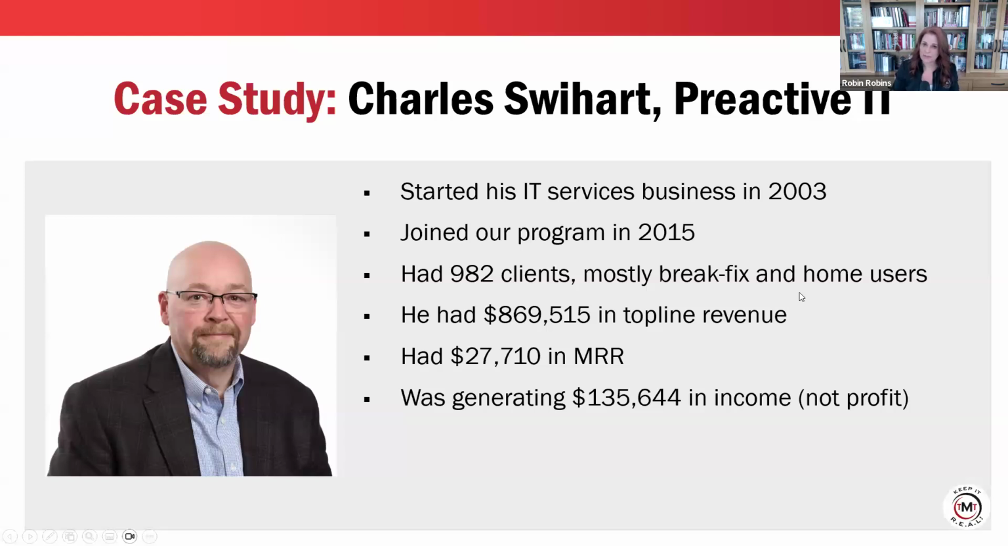And see, that's another thing you guys have to understand. Your salary is not profit. When I talk to you about getting 18, 20% EBITDA, net profit, that is after you've paid yourself a salary. You should be making that in addition to your salary. Okay. So he wasn't making any profit.